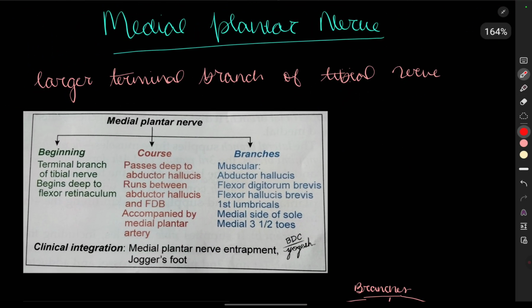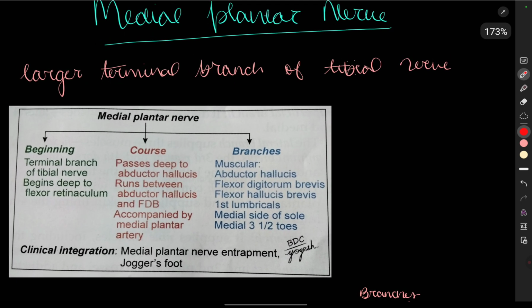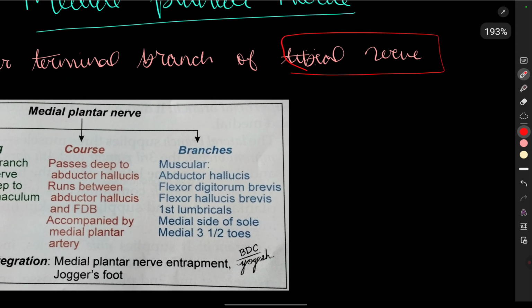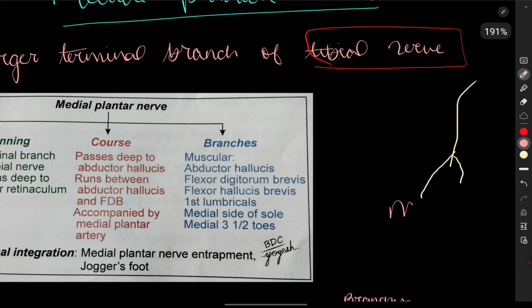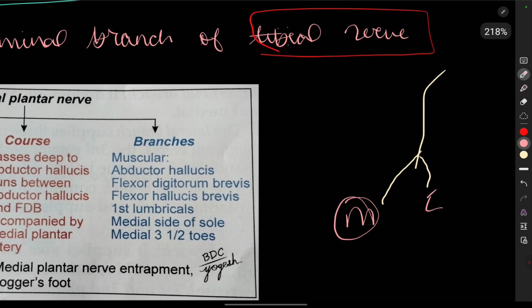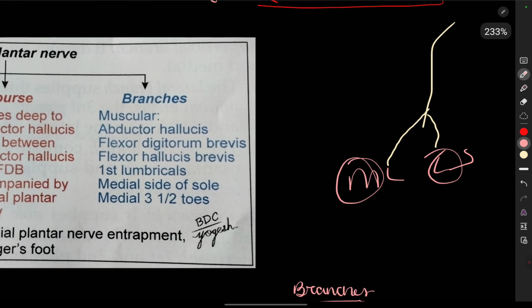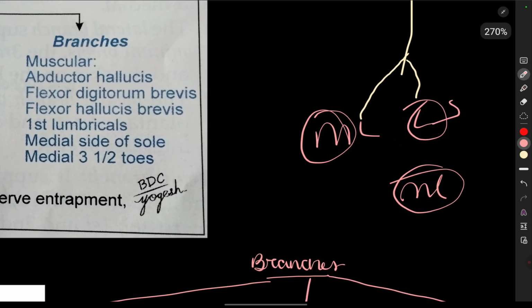Now we are going to see the medial plantar nerve. It is the larger terminal branch of the tibial nerve. Suppose I take this as the tibial nerve. It has two terminal branches, a larger one and a smaller one. The larger one is the medial, and the smaller one is the lateral. Remember ML, like ml of milk, ml of water. So the medial side is the larger terminal branch and the lateral side is the smaller terminal branch.